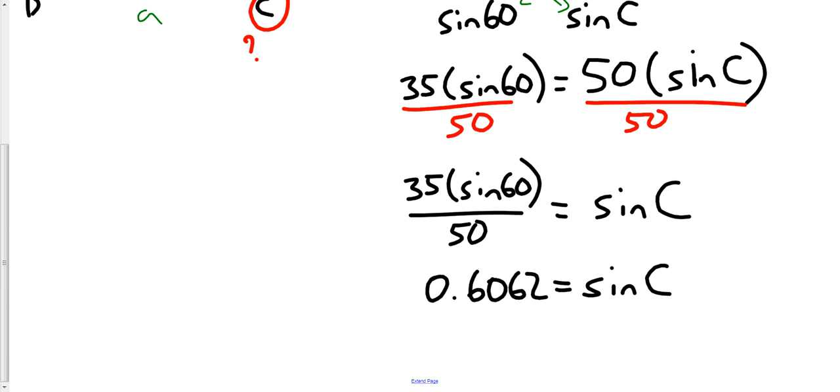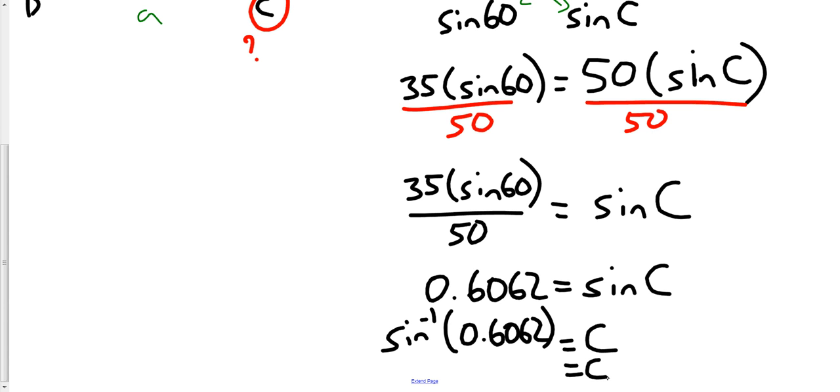Okay. If I want to get C all by itself, I need to do the opposite operation of sine. That's sine inverse. So C is equal to sine inverse of 0.6062, and then C is going to be equal to approximately 37 degrees.